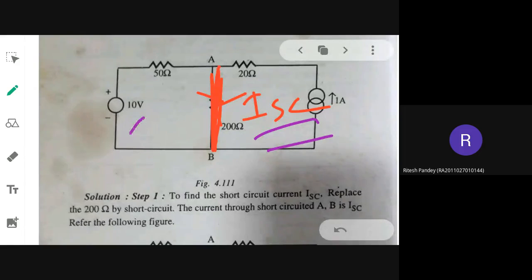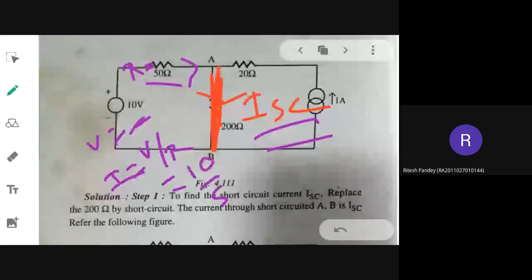Here you have a 10 volt source which is connected in series with 50 ohm. So if you use Ohm's law, you can find out the current. What will be the current? V is equal to 10 and R is equivalent to 50 ohms. So you can find the current as V divided by R, which will be equivalent to 10 divided by 50. So what will be the current? 0.2.